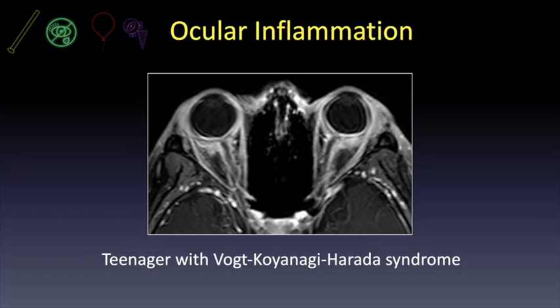Non-infectious inflammatory disorders can also cause inflammation and hyperenhancement of the globe and surrounding tissues, as in this companion case of a teenager with Vogt-Koyanagi-Harada syndrome, which is a rare autoinflammatory condition with multi-organ involvement. Imaging can be especially helpful in inflammatory disease and infection that primarily involves the posterior structures that are inaccessible to ophthalmologic examination.